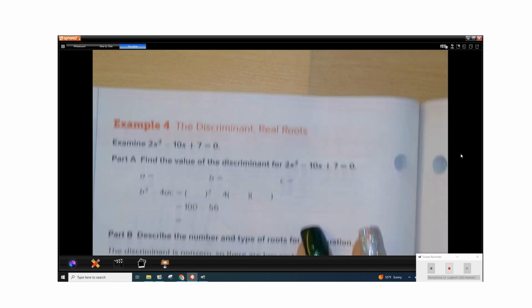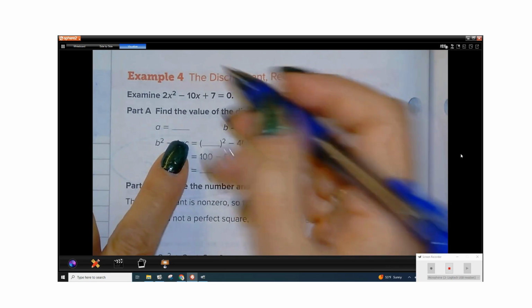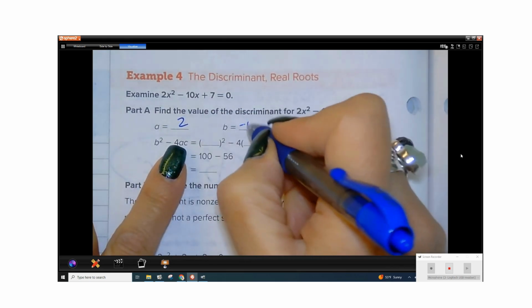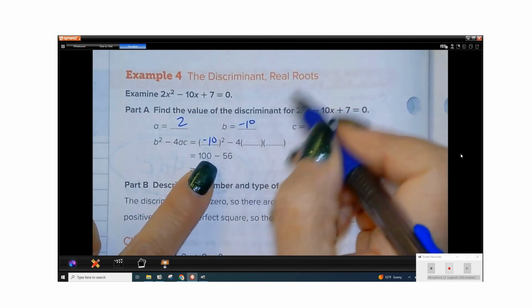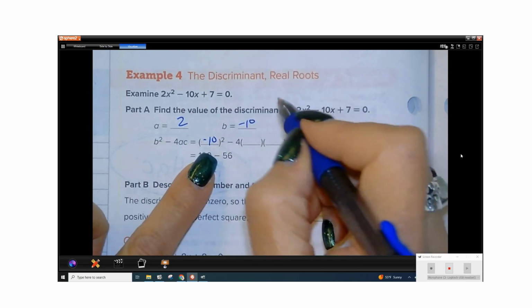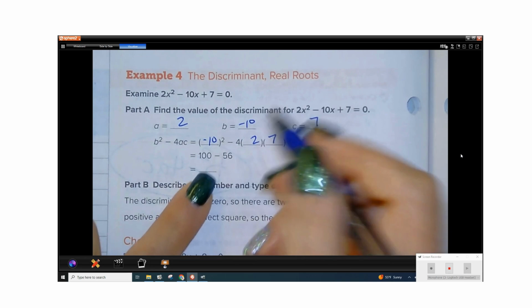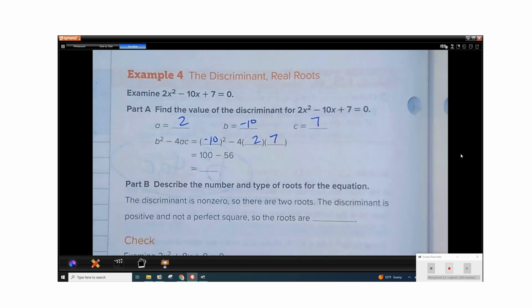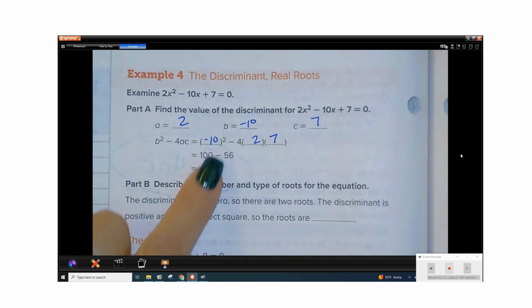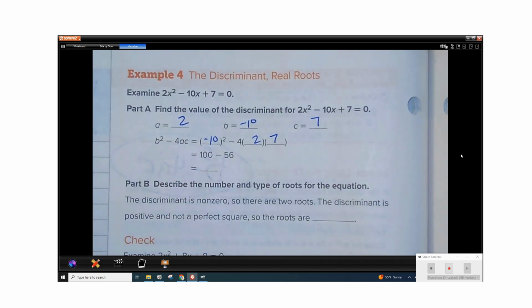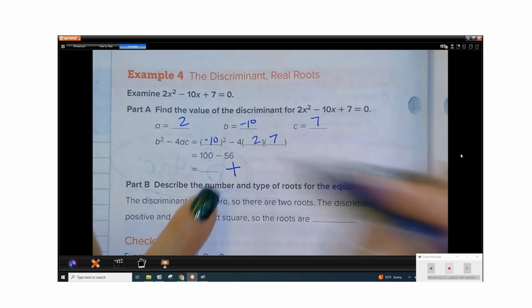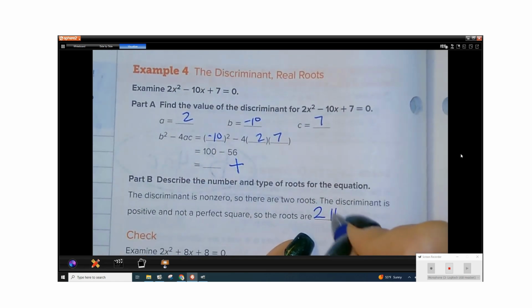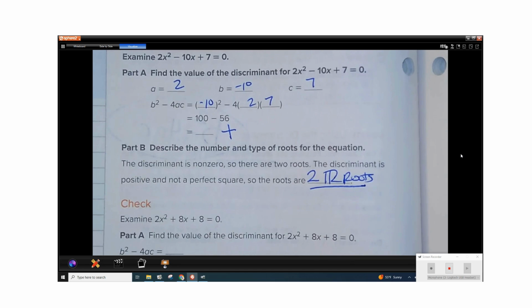Okay, so find the discriminant. We have a is 2, b is negative 10, and c is 7. So b squared is negative 10 squared. You could do that, but 10 times 10 is 100. Times 2 times 7, so 100 minus 56. Well, to find the discriminant and to figure out how many roots, I know 100 minus 56. I may not know the exact number. I do, but I know it's a positive. So since it's a positive, there are two real roots, or zeros, or x-intercepts, or solutions.